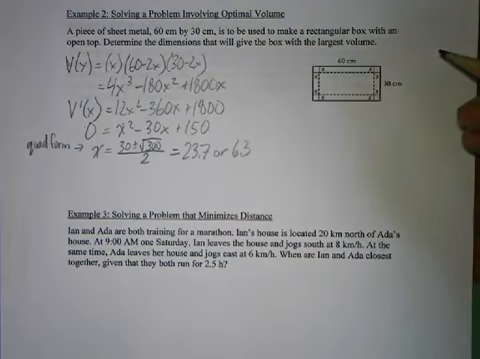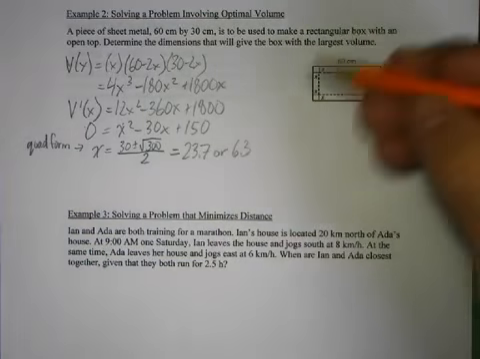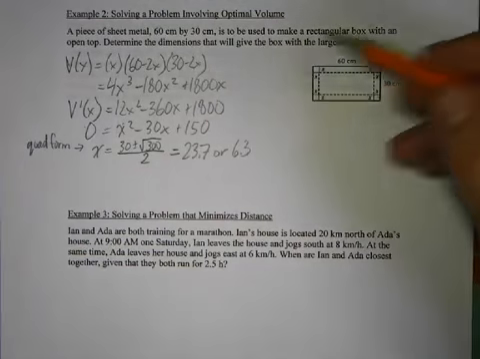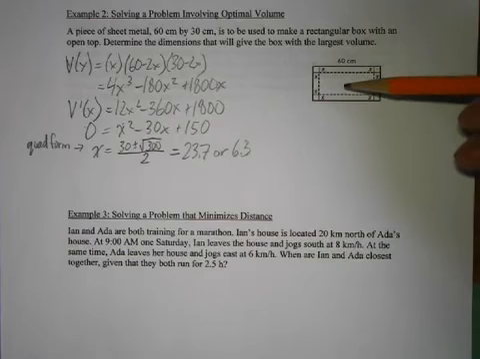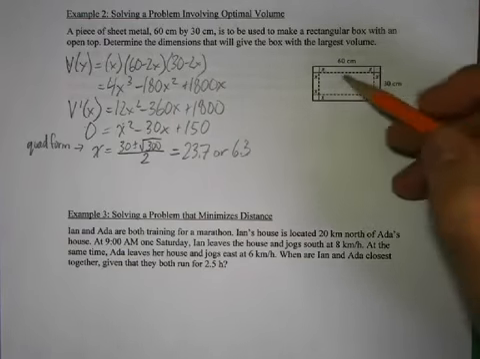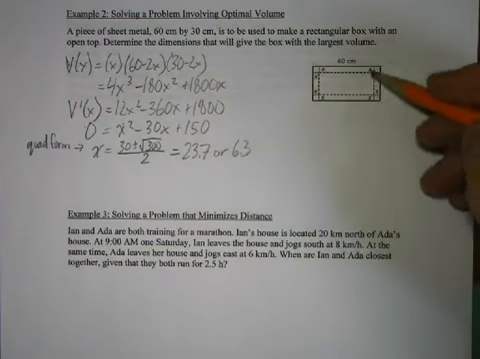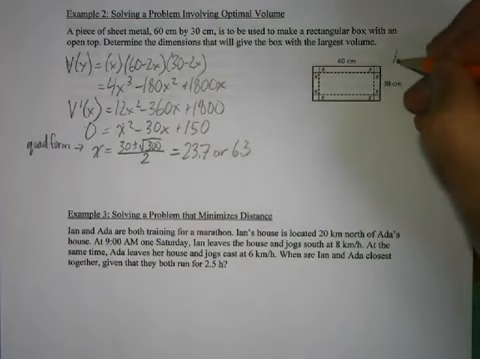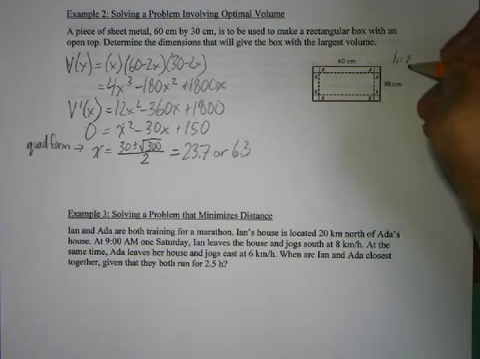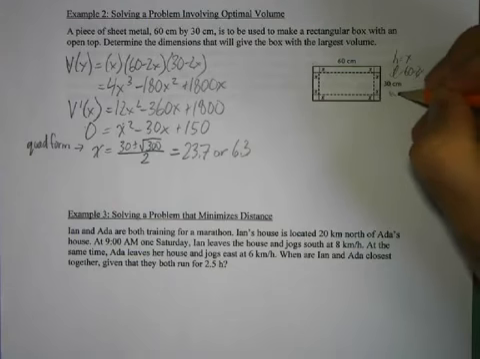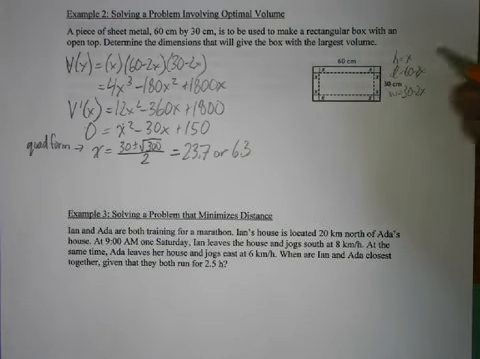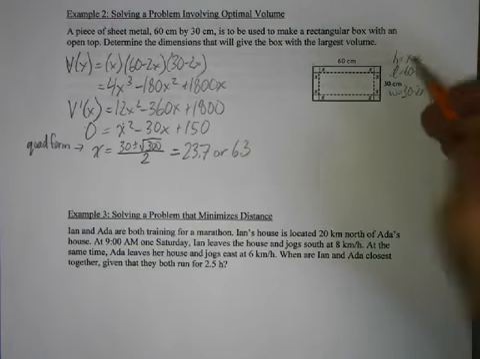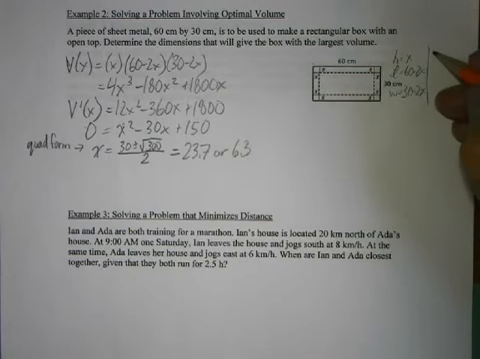Okay, now we have to concern ourselves with the restrictions on the domain. That is, what values of x can we use? So again, we look at the three dimensions here. If I looked at these separately again, height is x, length is 60 minus 2x, width is 30 minus 2x.